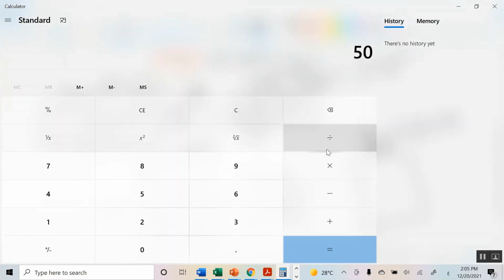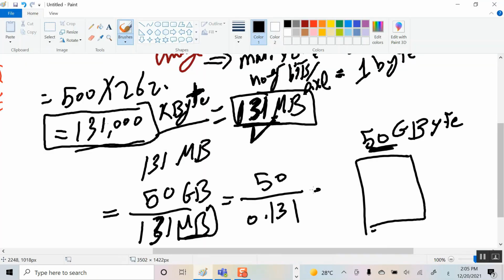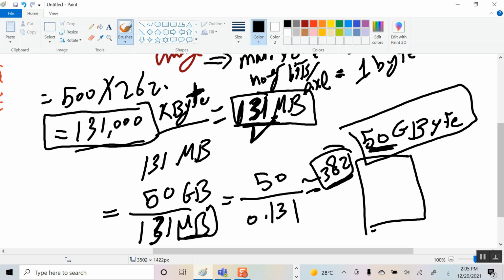50 gigabytes divided by 131 megabytes gives approximately 382, which means the hard drive can store approximately 382 studies, each with 500 images of 512 by 512 pixels.